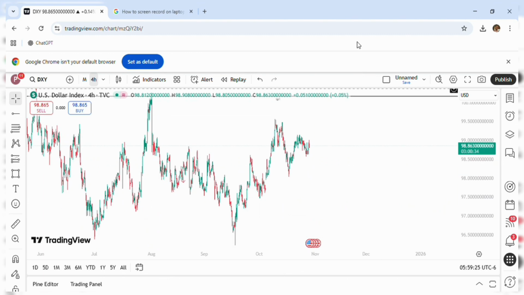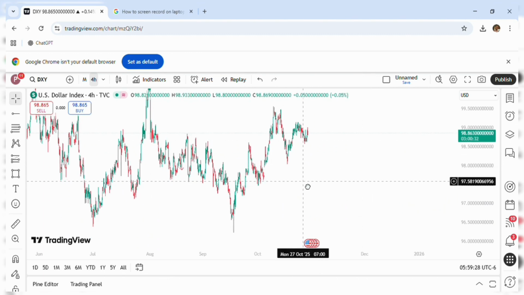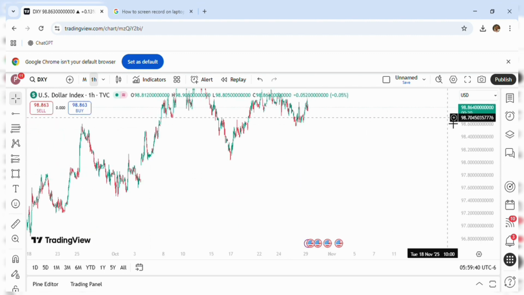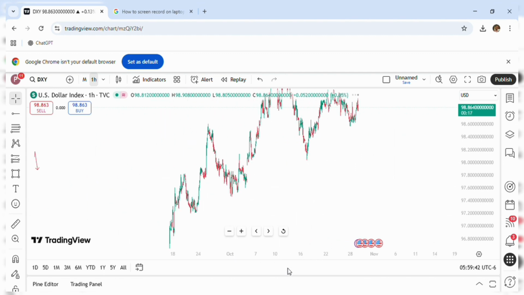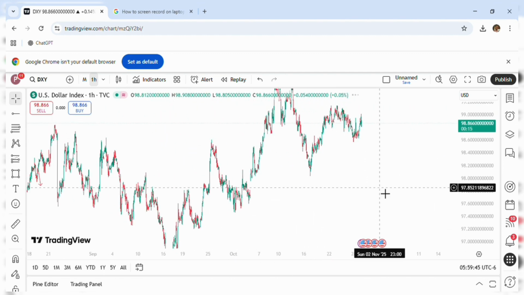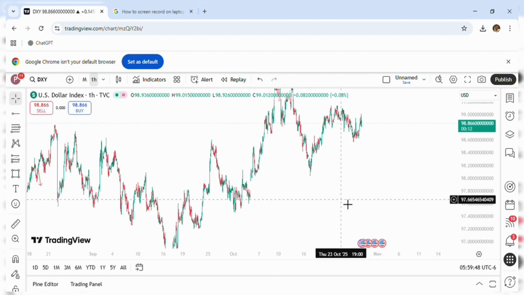So right now, to find our entry, we must come down to the 4 hours. The 4 hours is actually nice, but we have to break down to the 1 hour as well to see clearly if there's a zone, a particular place we need to enter. But the 4 hours is actually telling us that we can enter from where the market is currently.